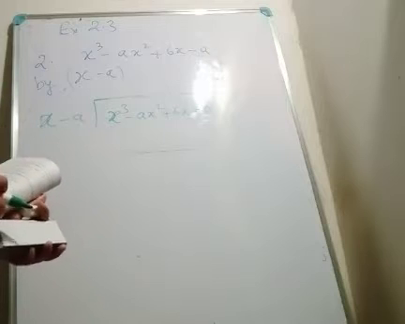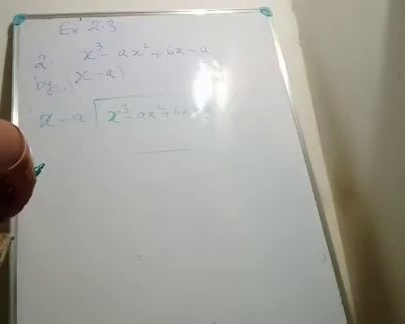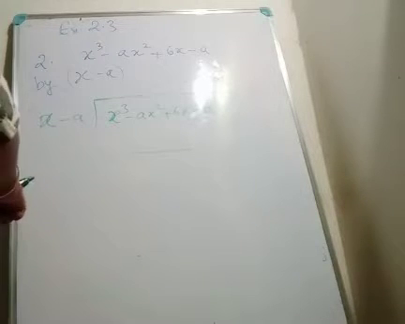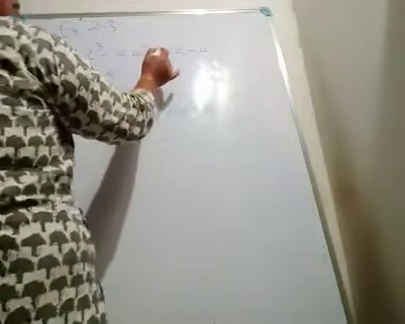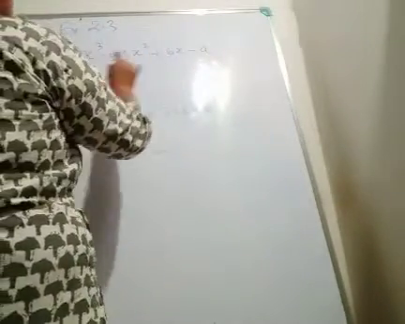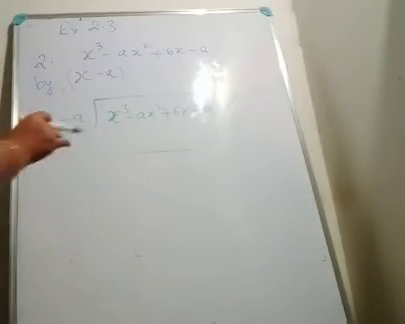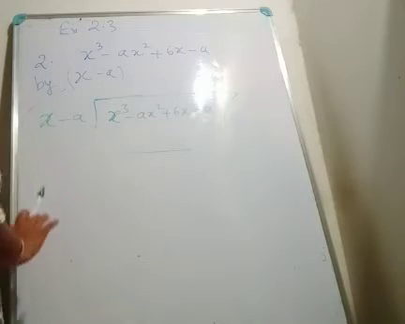So let's start our second question. Find the remainder when x cube minus ax square plus 6x minus a is divided by x minus a. So here you see x cube minus ax square plus 6x minus a is the dividend and x minus a is the divisor. So you have to divide this by this. Here I am applying the long division method.